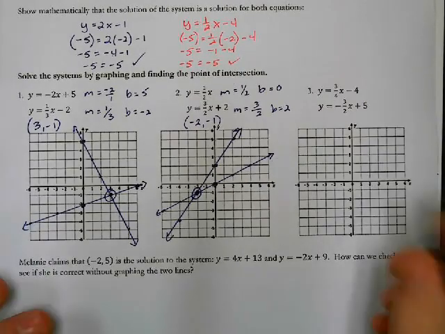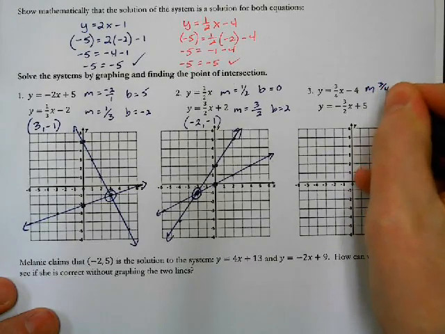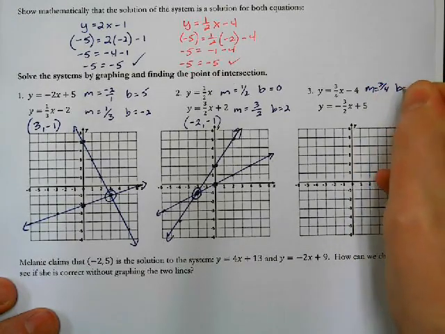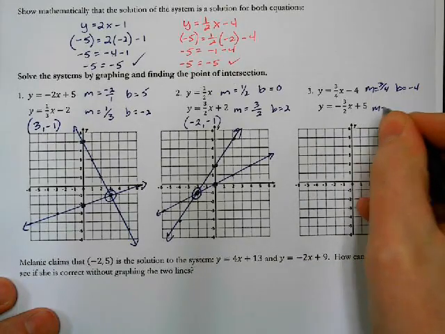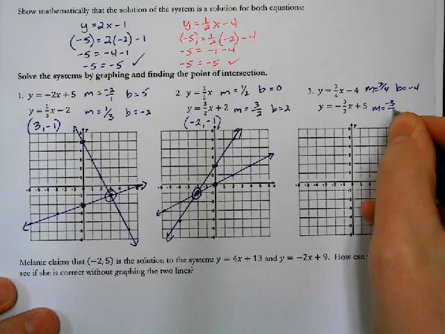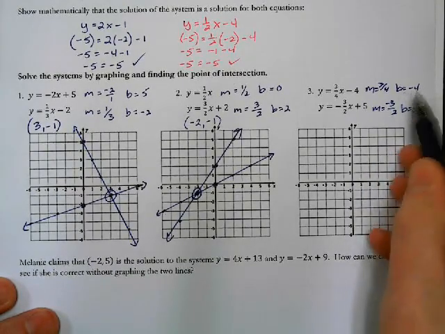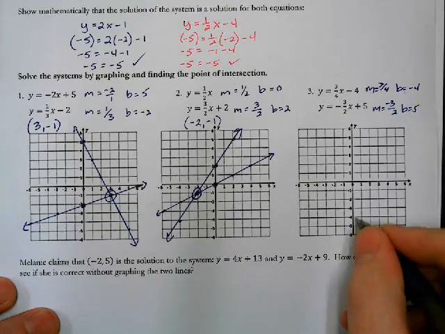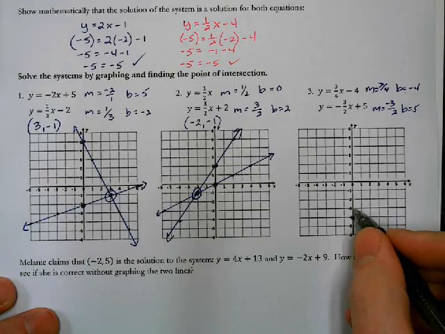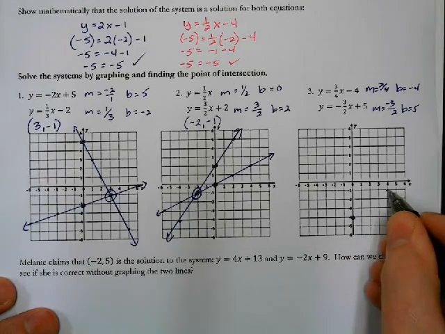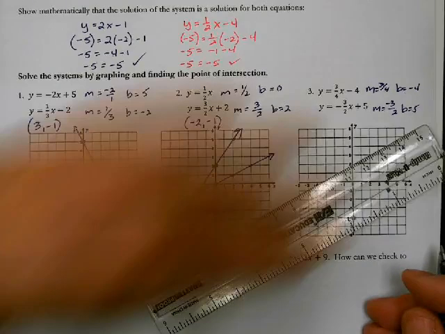Third one. Slope is 3/4. Y-intercept is -4. Second one, slope is -3/2. Y-intercept is 5. I'm going to graph the first one. Y-intercept was -4, so I go down 4. And then we're going to go up 3, right 4. 1, 2, 3, right 4. And that's all that's going to fit on this graph.